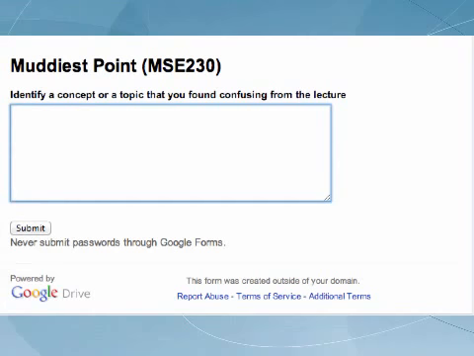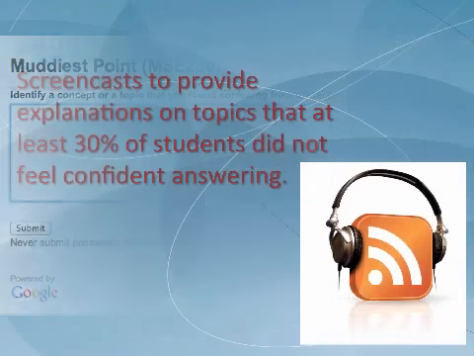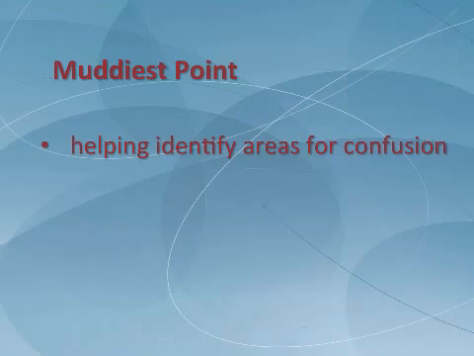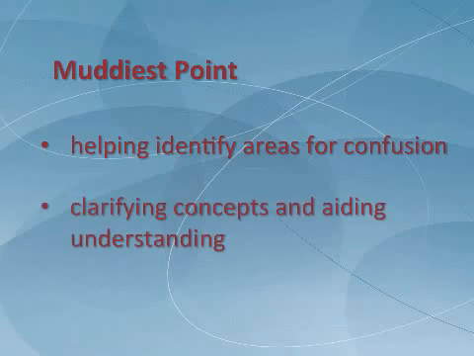The following semester, I moved away from the index card to an online survey for students to identify a concept or topic that they found confusing. Based on their responses, I created screencasts to provide explanations on topics that at least 30% of students didn't feel confident answering. The screencasts were posted soon after the end of the unit and before quizzes that tested on that topic. Students found the quick classroom assessment technique, or the muddiest point, very useful in helping identify areas of confusion, and also found the screencasts very helpful in clarifying concepts and aiding understanding.